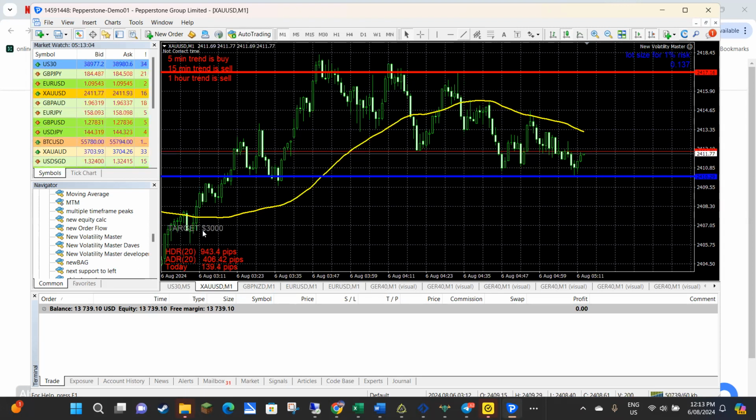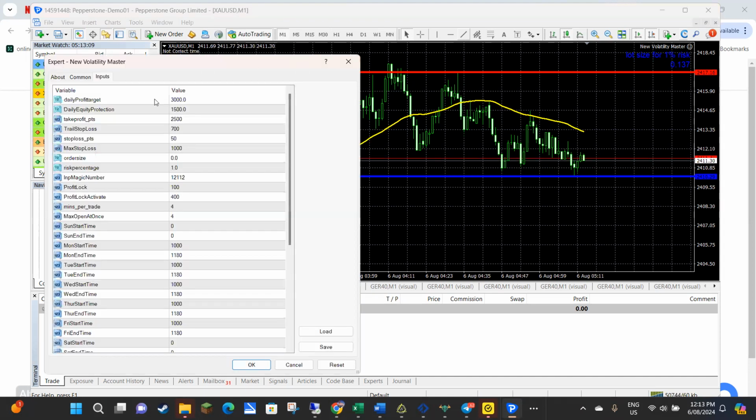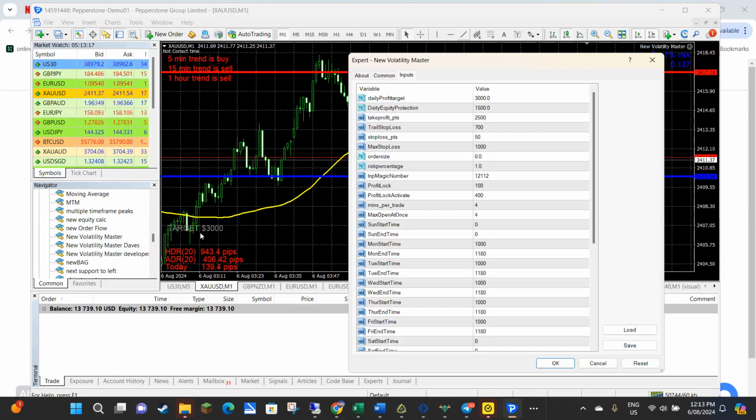Just here where it says target $3,000, that is because we have our daily profit target set at $3,000. So once a trade opens, this figure here will start to vary. If the trade's going into profit, this figure will get less. It'll count down, down, down, down until it gets to zero. Once it gets to zero, that'll mean that you've made $3,000. So the daily profit target will kick in, close the trades, and it will come up saying target hit and stop trading for the day.